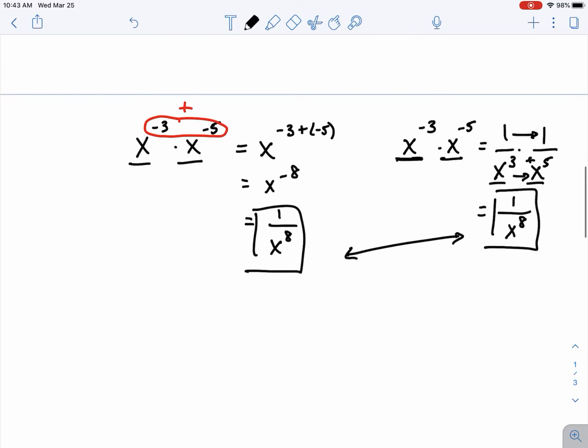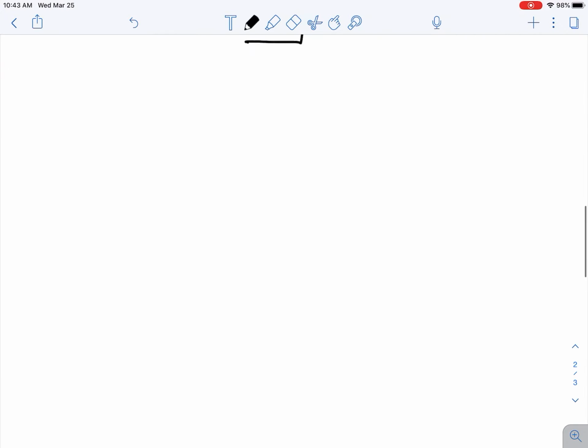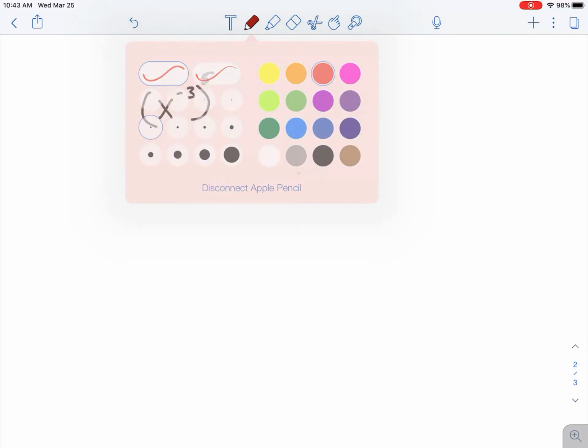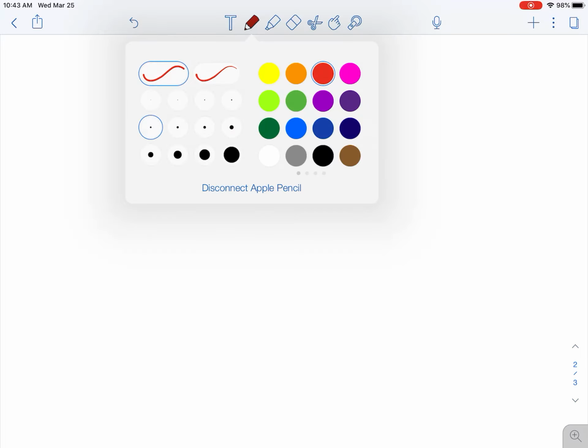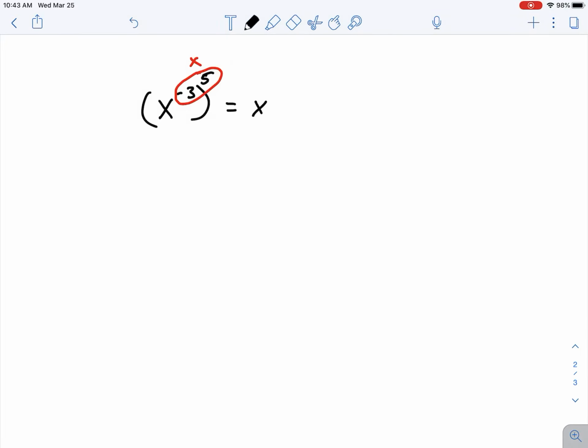Both on the x's. Now let's look at another example where you have negative powers, 2 powers. Okay, so maybe something like this. Now if you remember our rule, it's that when powers are hanging out in the air together, they multiply. So this is going to be x, negative 3 times negative 5 is negative 15. And then I'm going to turn that positive. It's upstairs. I'm going to throw it downstairs and make it positive.